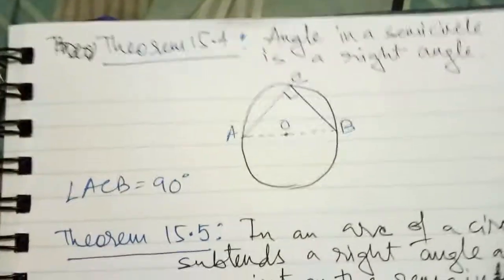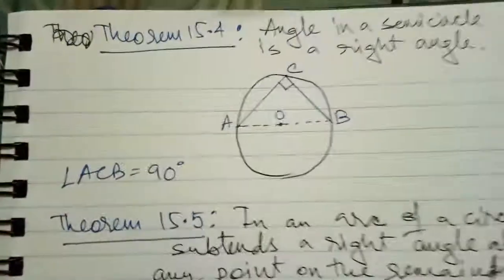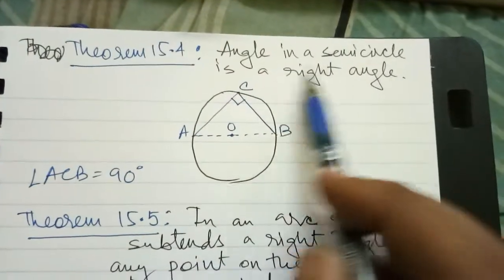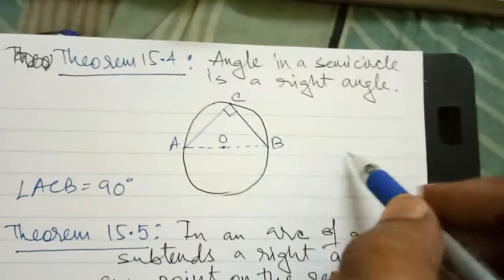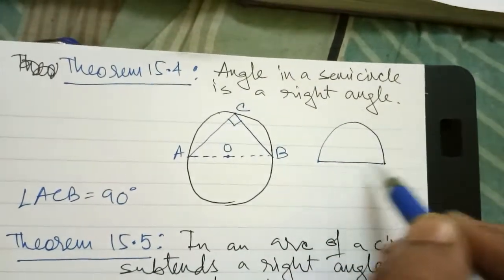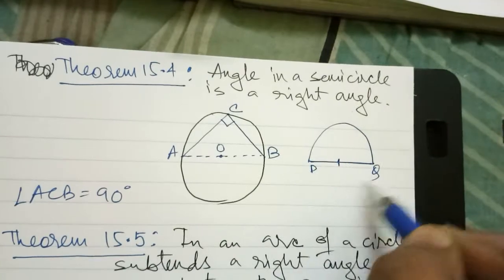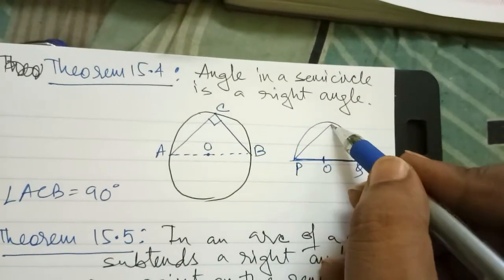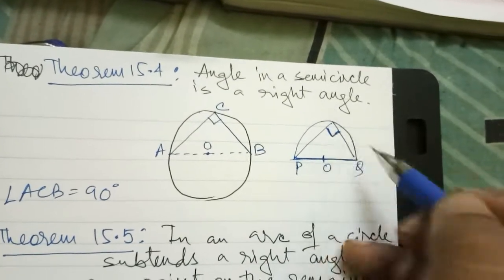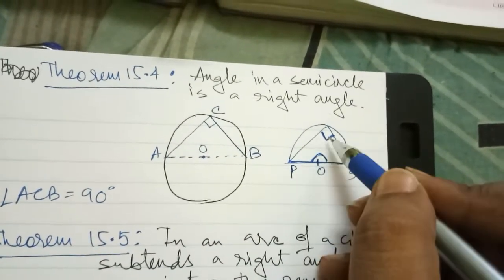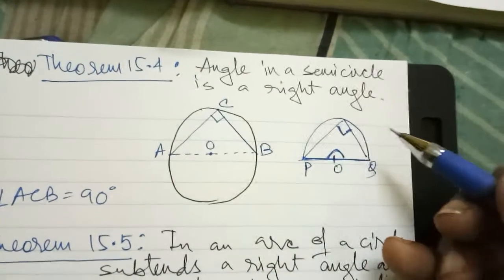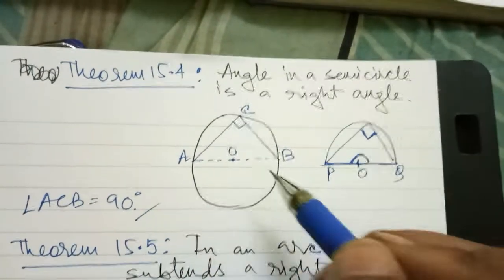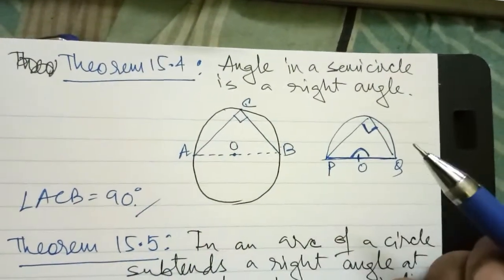Here this will be 15.4. 15.4 is also very important. See what is given? Angle in a semicircle is a right angle. Semicircle means what? If I draw a semicircle over here, this is P and Q, and this is O. PQ is a semicircle of the circle, then definitely this angle is also 90 degree. Why? If this is 180 degree, then half of it will be 90 only. Then from here also I have written angle ACB equals 90 degree, when they are in a semicircle.